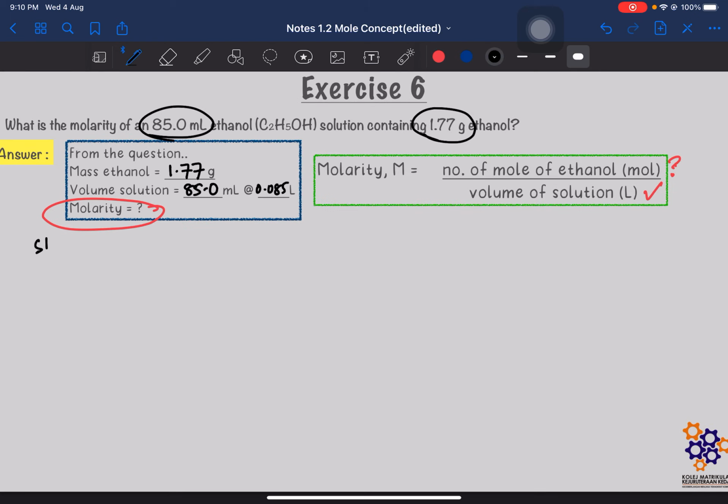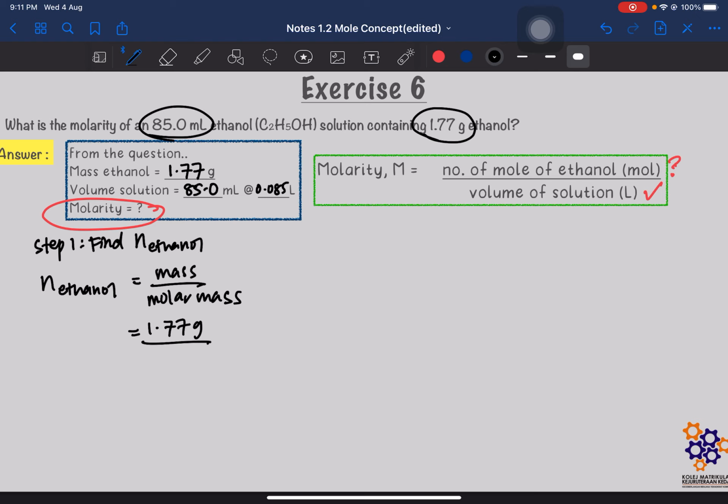So step 1 is we find the number of mole of ethanol. The number of mole of ethanol is equal to mass over molar mass. The mass given is 1.77 gram, and the molar mass for ethanol is 46 gram per mole. You can find the molar mass using this formula, and then you will get the mole of ethanol is equal to 0.0385 mole.